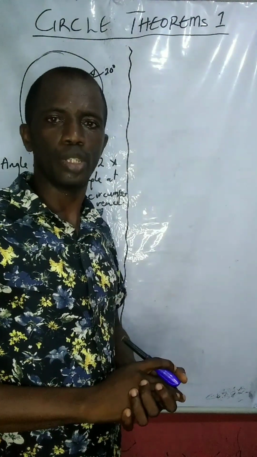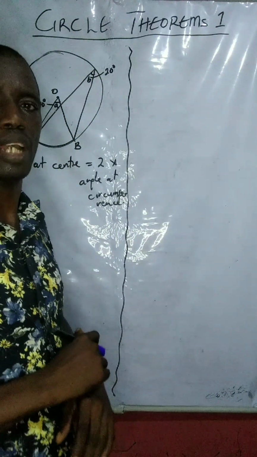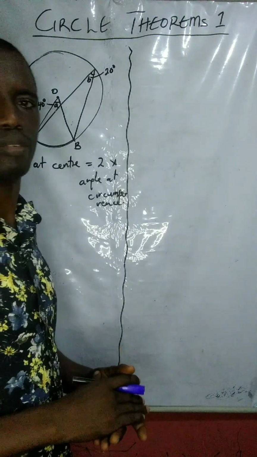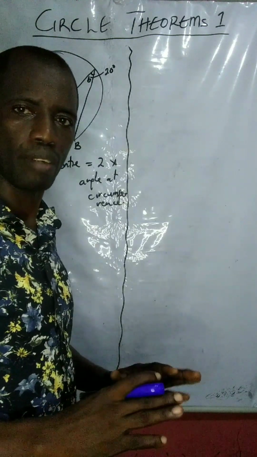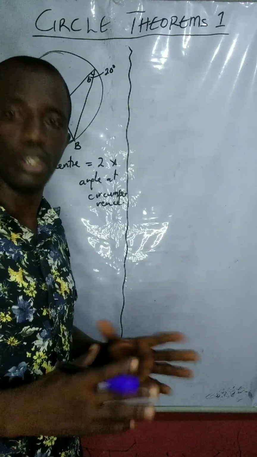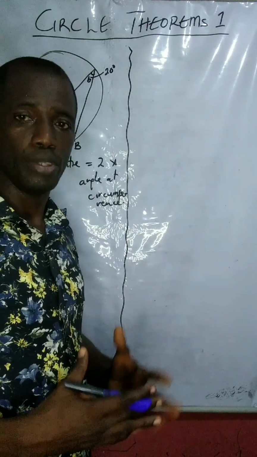The second theorem is just like this too. It's talking about an arc too. That an arc forms 2 or more angles on the circumference. It says that whenever an arc forms 2 or more angles on the circumference, those angles are always equal. That is what we call angles in the same segment.